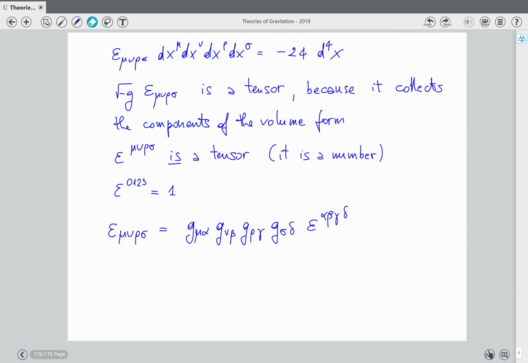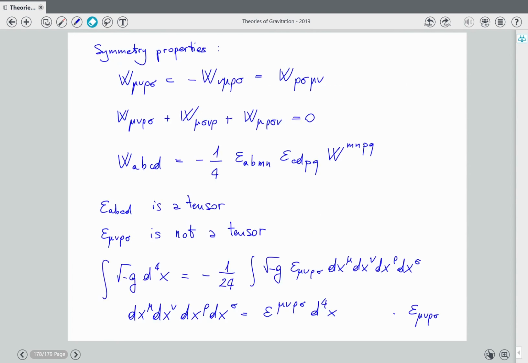So you can have both, obviously, because now when you raise and lower indices, you have to use the metric, while here, with flat space indices, you use the flat space metric, and that doesn't disturb you. So both are tensors.